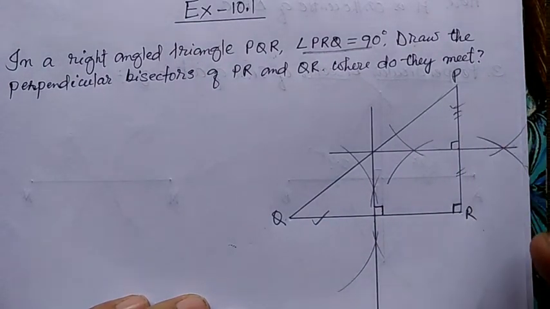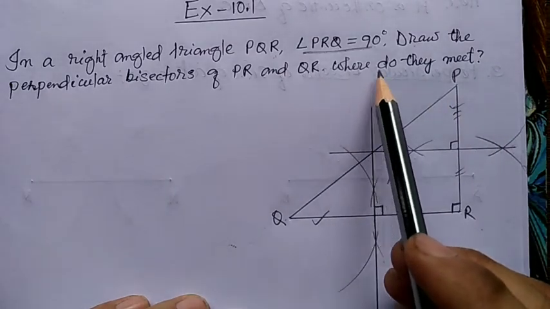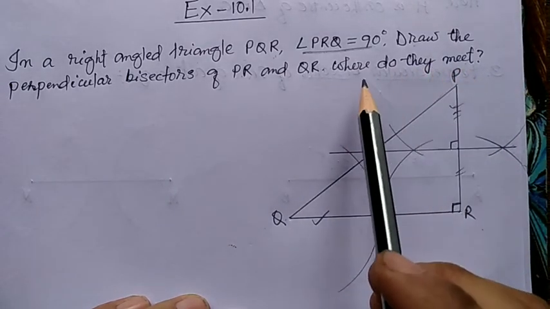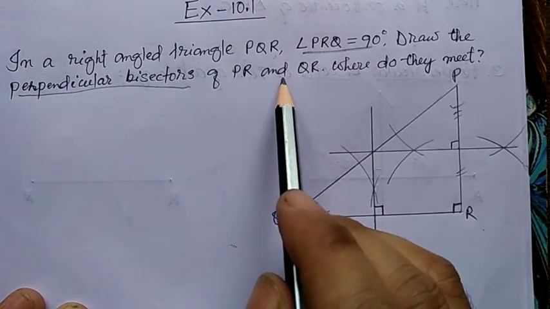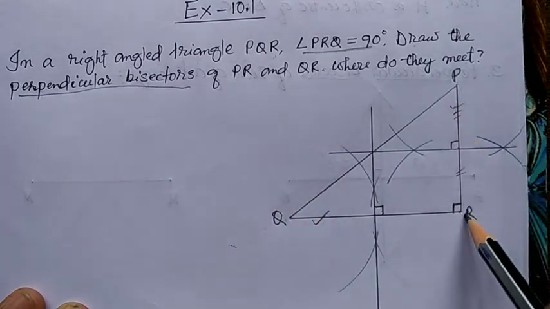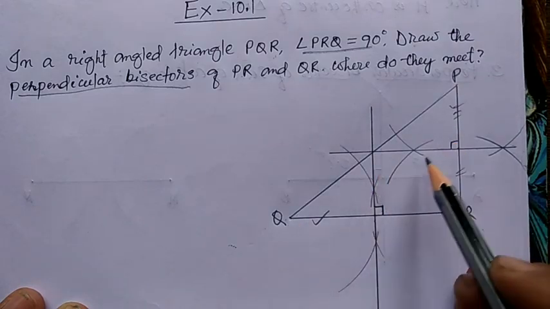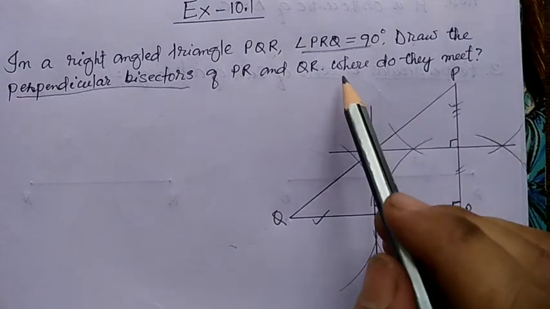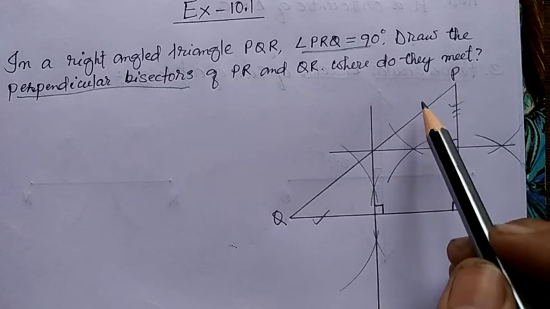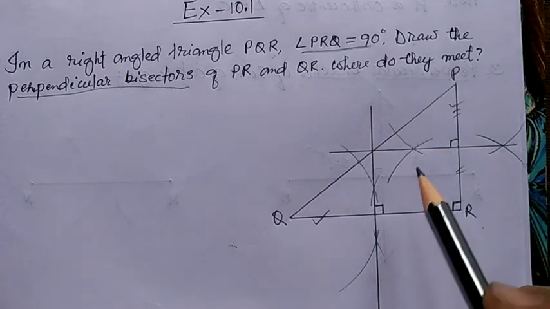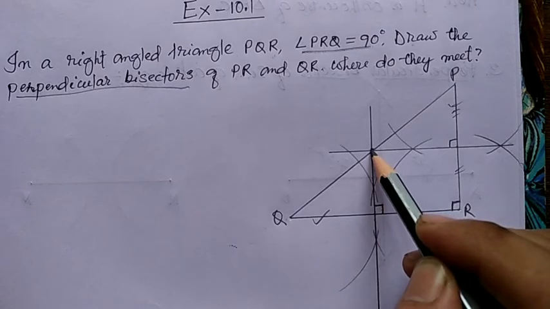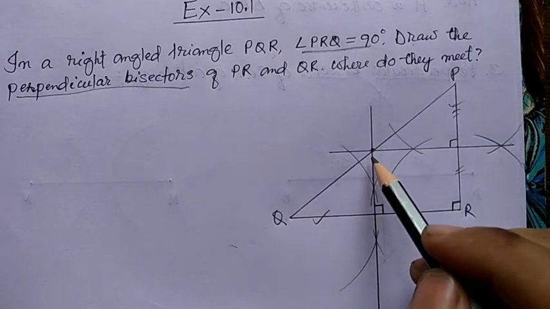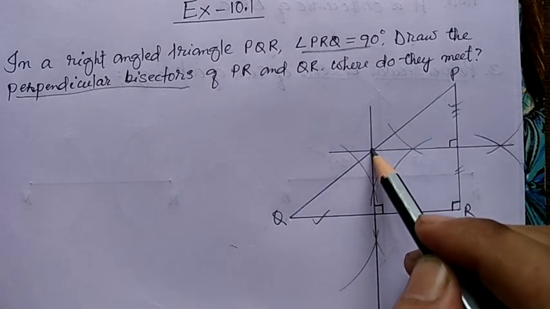Now, the next part of the same question is, where do they meet? Here, this question is asking about the perpendicular bisectors of PR and QR. We have drawn two perpendicular bisectors, one for PR and one for QR. Now the question, where do they meet? Where do these two perpendicular bisectors meet each other? You can see at this point. This is the point where the two perpendicular bisectors intersect.